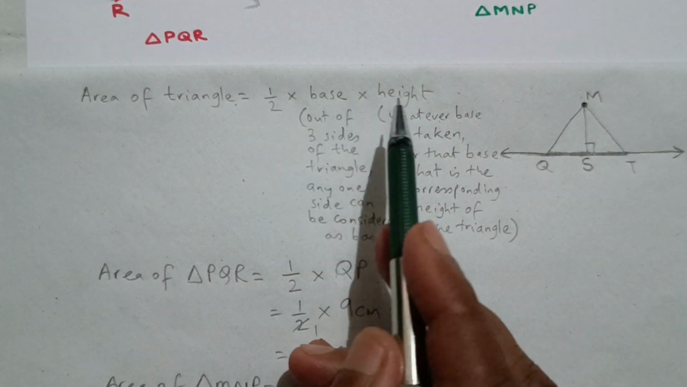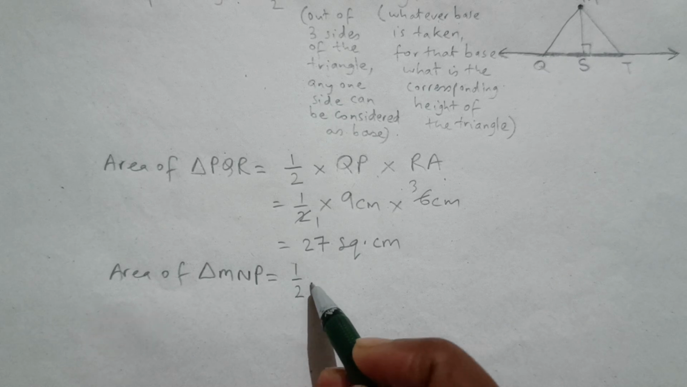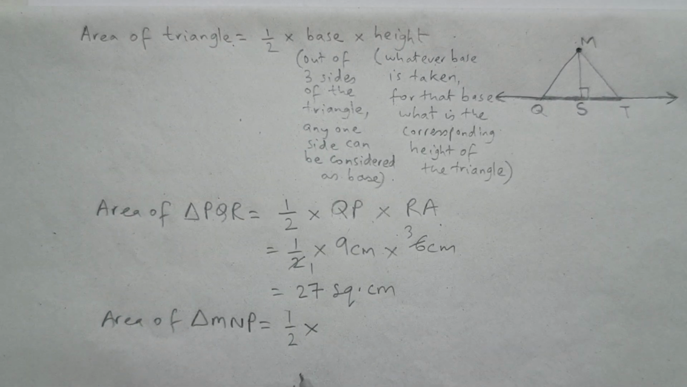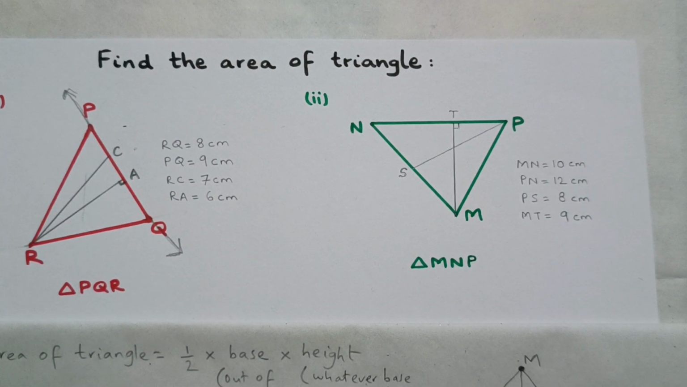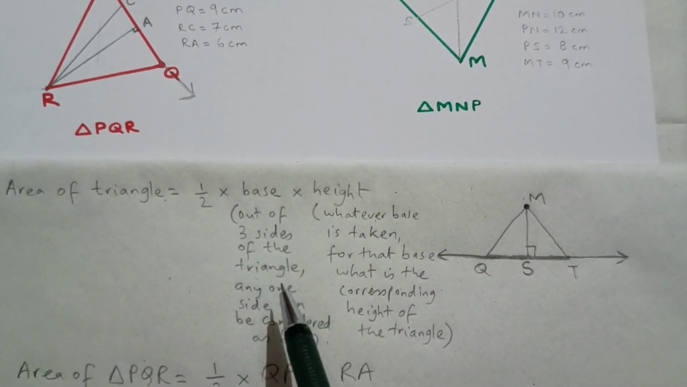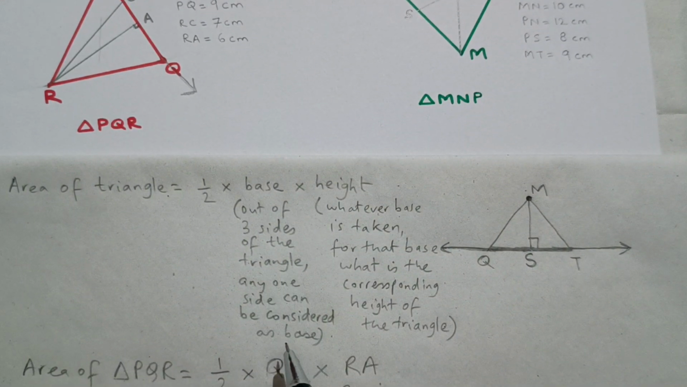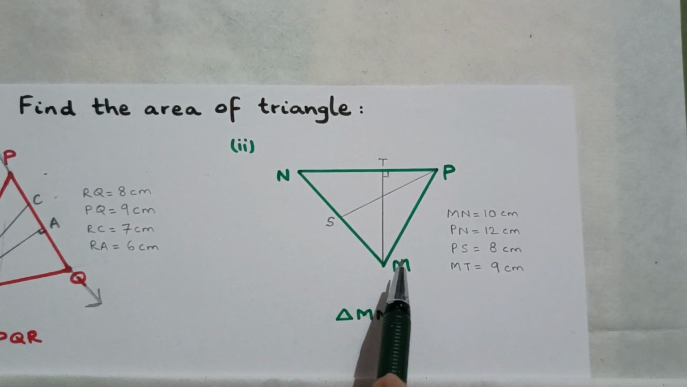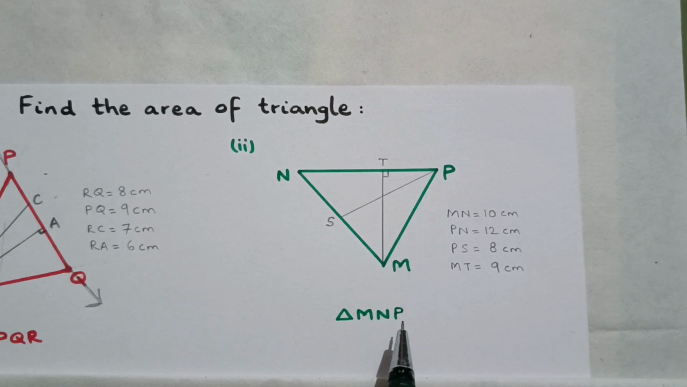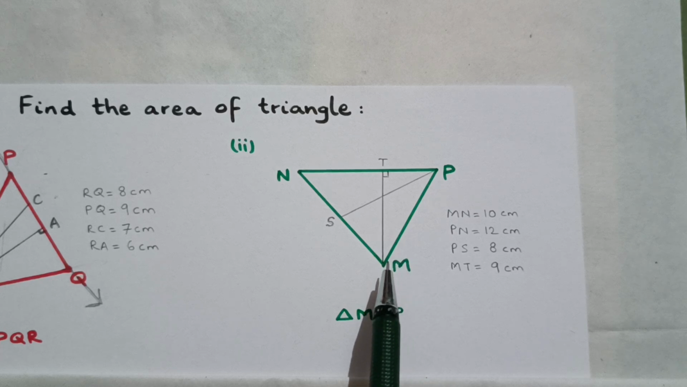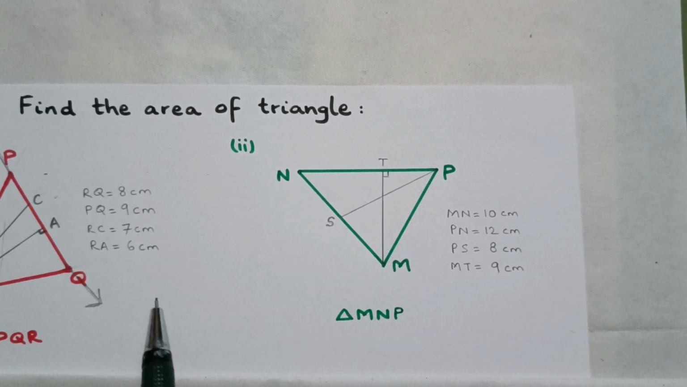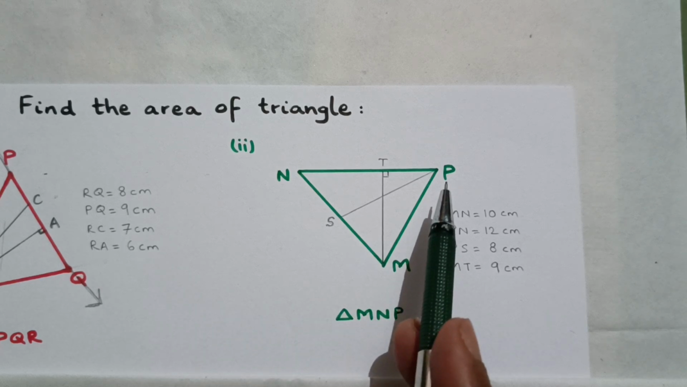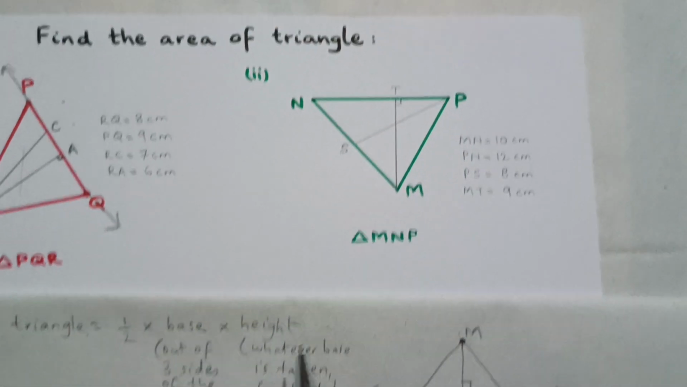So the formula is half into base into height. So half into, now base and height we have to find out. So base is any one side. Out of 3 sides of the triangle, any one side can be considered as the base. So in the triangle MNP, what are the 3 sides? The 3 sides are side PM, side MN and side NP. So first let us see whether we can take side PM as the base or not.